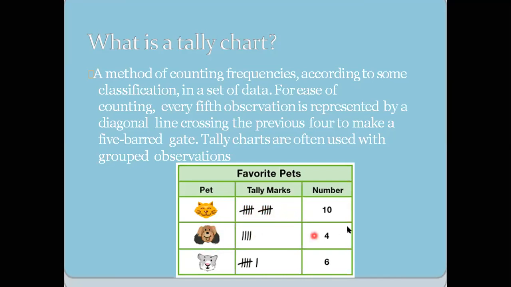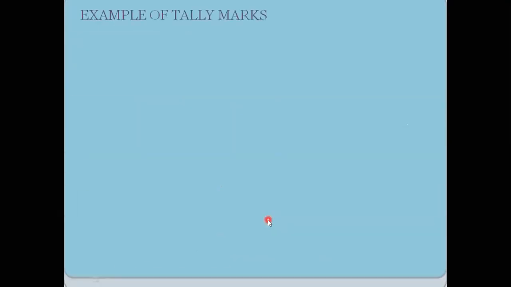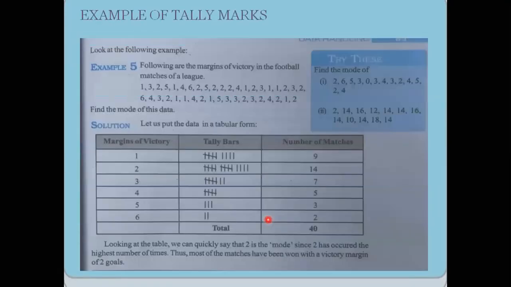And if you take dog, only 4 children liked it. Next, if you take cat, 6 children liked it. So this is the way we will represent how many children liked each. Let us see one more example of how you will do tally.